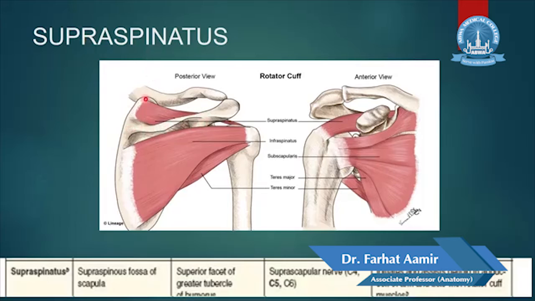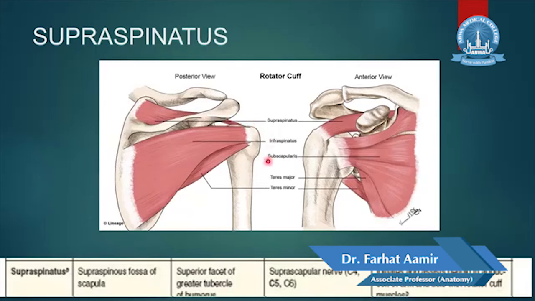There is one fossa which is above the spine of the scapula, which is called the supraspinous fossa, and there is one fossa which is below the spine of the scapula. It is named the infraspinous fossa. So the supraspinatus is named because it originates from the supraspinous fossa of the scapula, and it is inserted over the superior facet of the greater tubercle of the humerus.